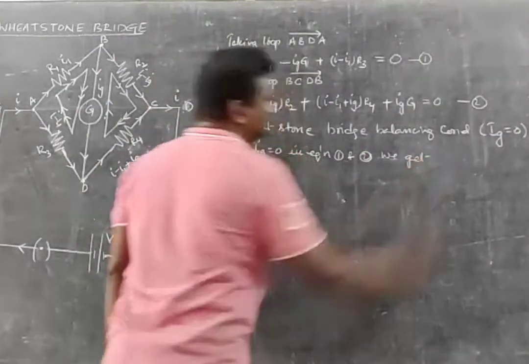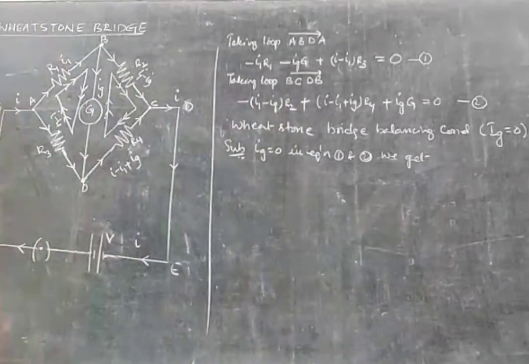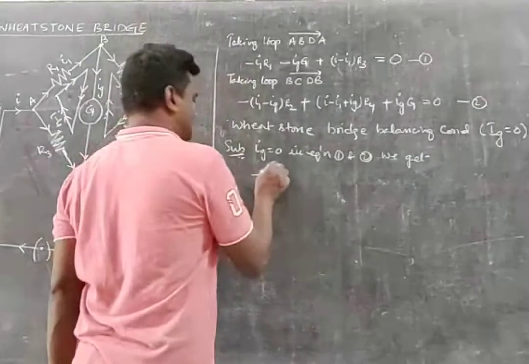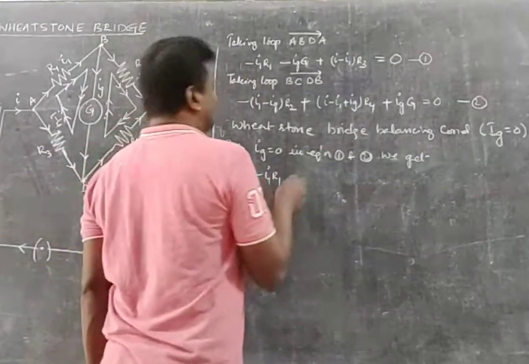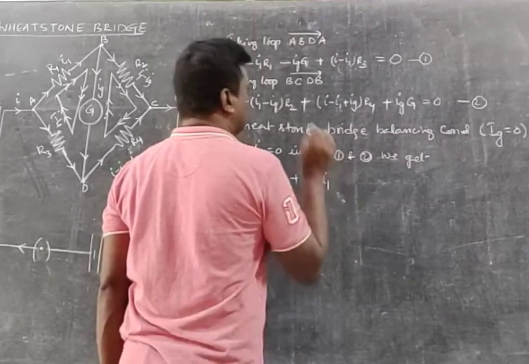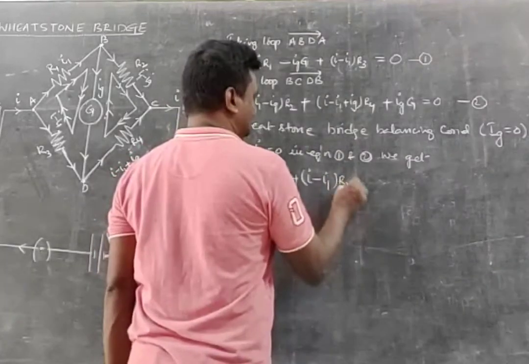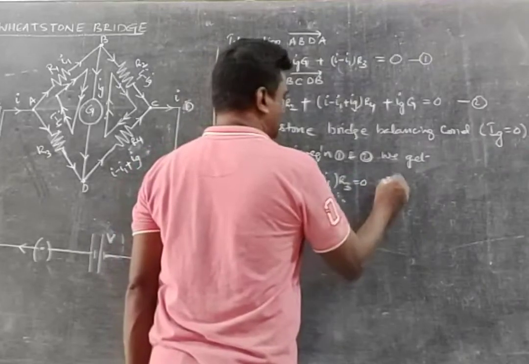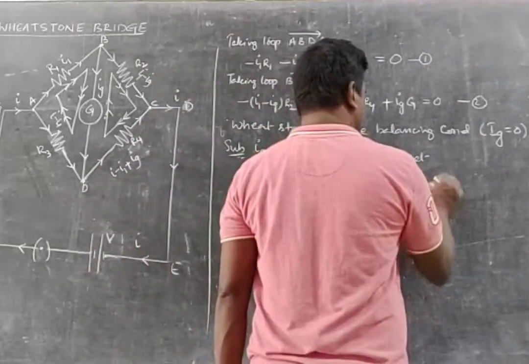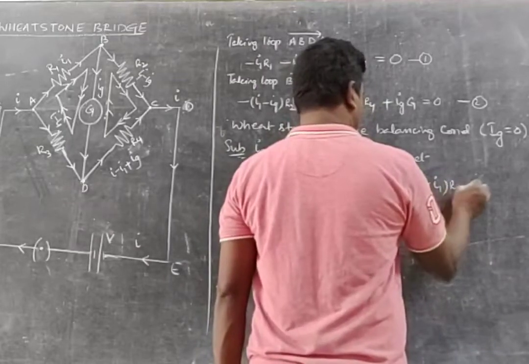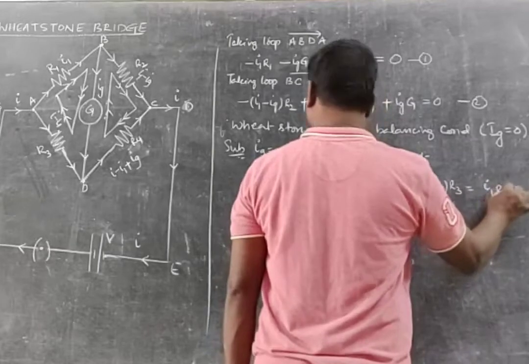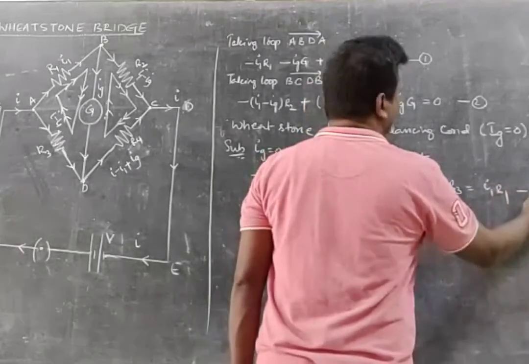Now when I substitute the current across the galvanometer as 0, the first equation can be written as I1 R1 plus I minus I1 into R3 is equal to 0, or it can be written as I minus I1 into R3 is equal to I1 R1. Equation number 3.